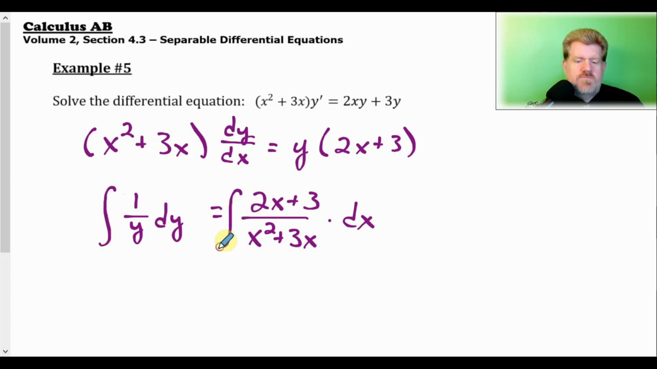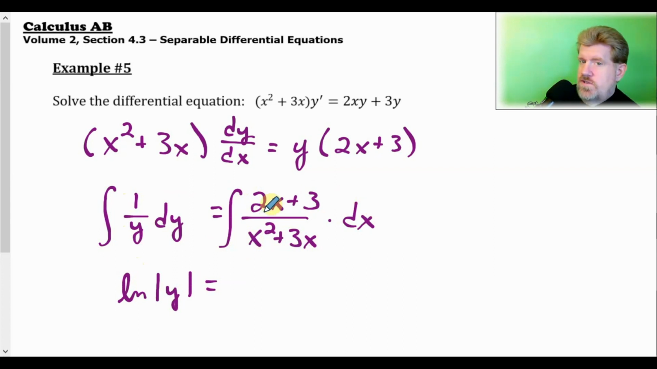integration time. This integral we've done quite a bit. That's the natural log of y. Now this one, we just can't integrate it because you only know certain things. You know the power rule, and you know trigs, and you know e's, and you know logs. You do not know, there's no quotient rule for integration. So you're going to learn the one other technique that you learned, which is integration by parts.